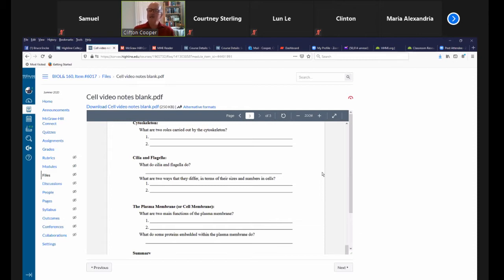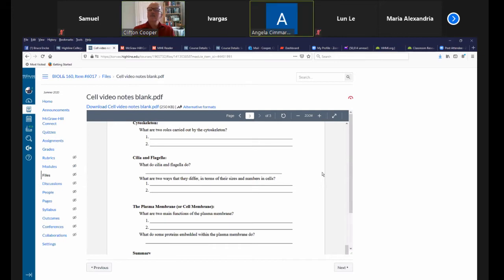So cells could use the cilia and flagella to move themselves, or else stay in place and move fluid past the cell. Either way, it's kind of the same difference. So what are differences between these two, cilia and flagella? Flagella can be singular. Yes, generally not very many of them.